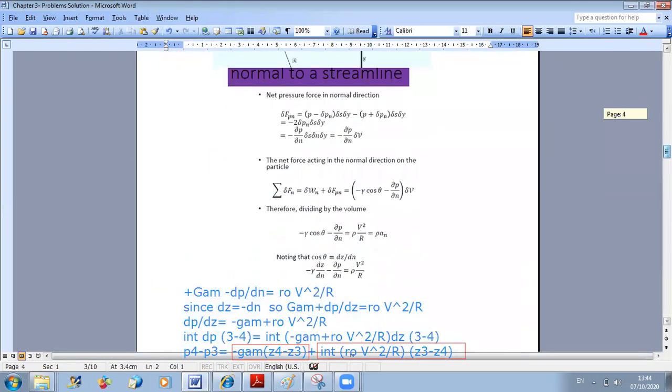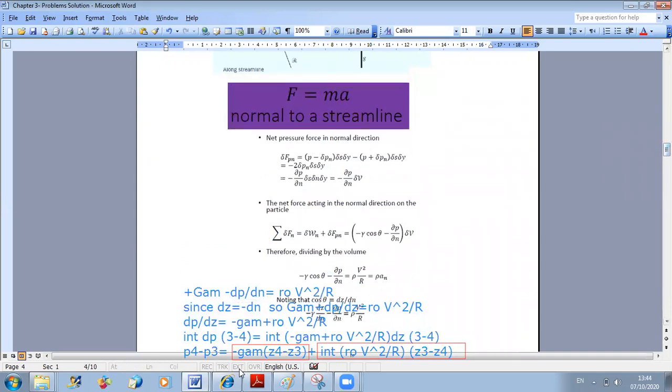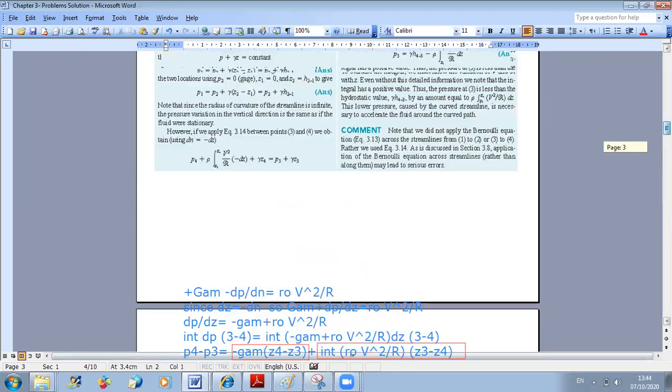Look here. If you integrate gamma from z3 to z4, what do you get? Gamma is a constant, so you get gamma times z4 minus z3. Now here, if you integrate a function between 3 and 4, the bounds of integration are z3 and z4. I will show it for you here because I cannot write it here. Okay? Look.